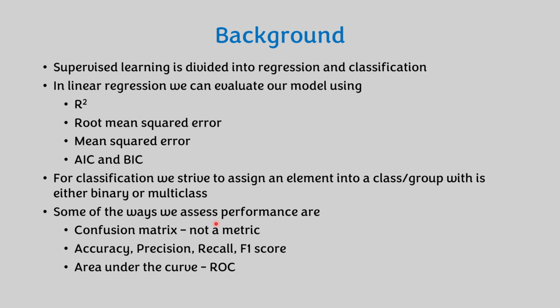So for classification, we strive to assign an element into a class or a group, which is either binary or multiclass. Some of the ways we evaluate models built for classification problems are metrics such as the accuracy, precision, recall, F1 score, area under the curve, the ROC curve, and also a very important tool used in computing almost all of these metrics, the confusion matrix.